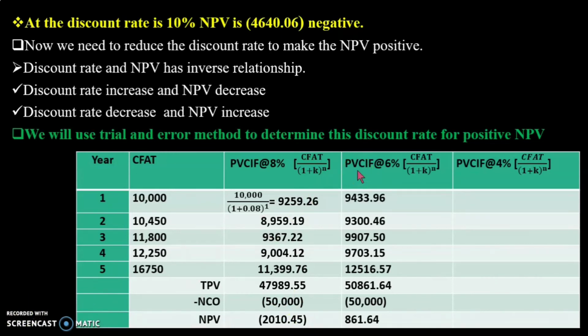Now we do another trial for positive NPV at the discount rate of 6%. Then the total present value is taka 50,861.64 and less NCO 50,000. Then we will find the positive NPV taka 861.64. Dear students, the internal rate of return is situated between 8% and 6% because at 8% NPV is negative and at 6% NPV is positive. Between 8% and 6%, the middle point or nearest point is the IRR.